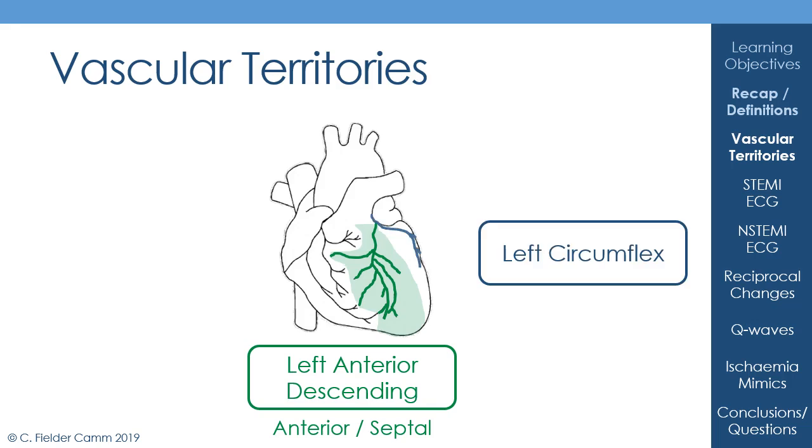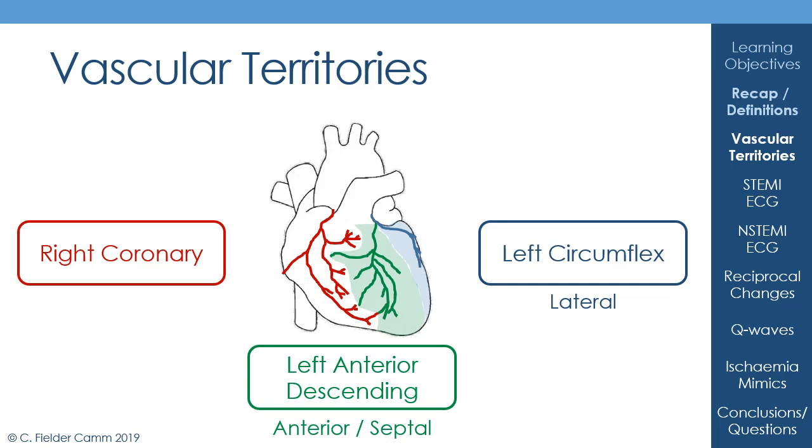Blue here is our left circumflex artery, and that comes round the lateral surface of the left ventricle. And then our right coronary artery here in red comes round and for our purposes essentially deals with the inferior portion of the heart, and it's certainly picked up most on the inferior leads of the 12-lead ECG.